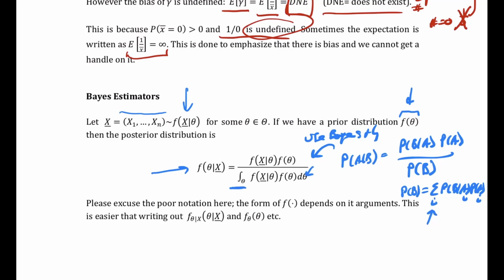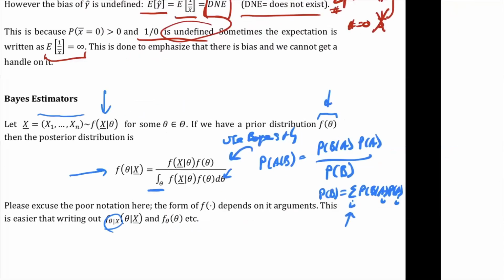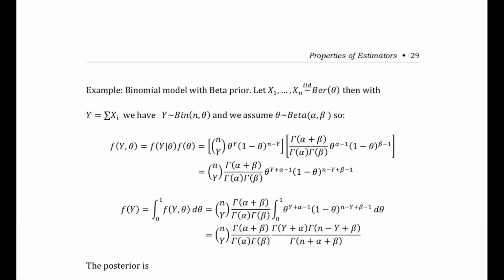Sometimes you see notation where these F's emphasize what their parameters are. I'm not going to worry about that very much in the class. Just know that the F is a general function here, a general density. So let's do an example. I think it's much easier to actually plug in for some of these things.